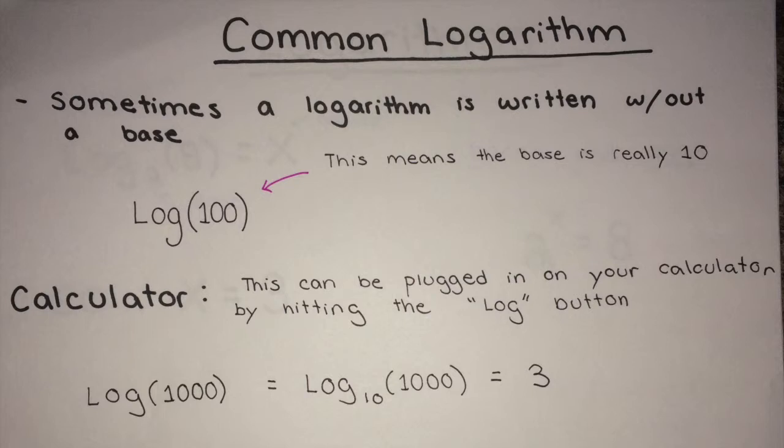A common logarithm is one where it is inferred that you have a base of 10. Here you can see log 100. It would be the same thing as log 10 of 100. You can use the calculator for a common logarithm. This can be plugged in on your calculator by hitting the log button and then typing in 1000. You see log of 1000, but the calculator reads log 10 of 1000. The answer here is 3.